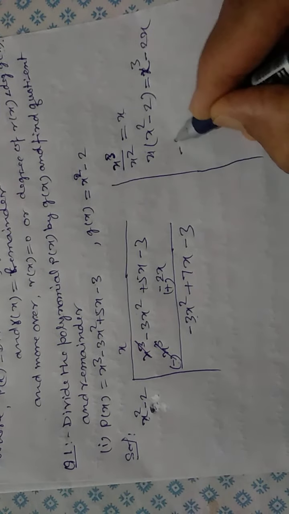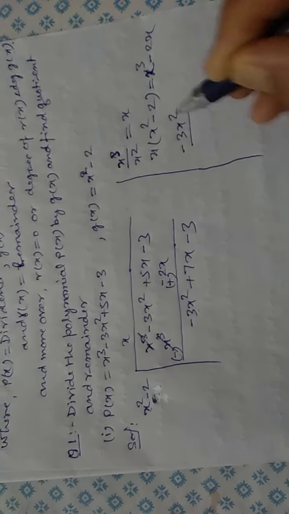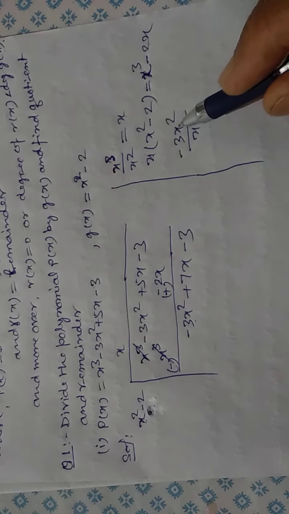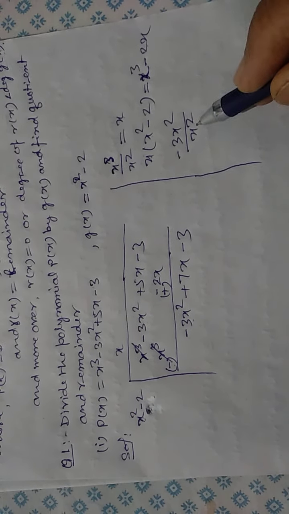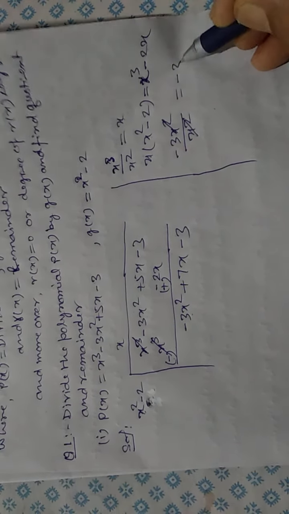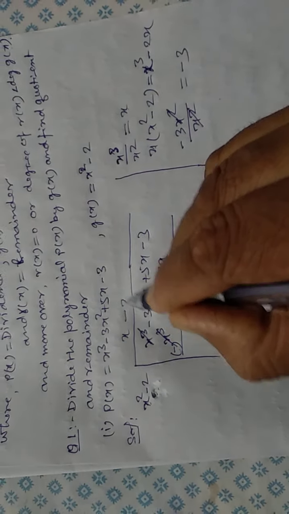This minus 3. Now you will take this term, minus 3x square, divide it by x square. Now see, x square in both numerator and denominator are same, therefore it will be cancelled and your quotient will be minus 3. You will write here minus 3.